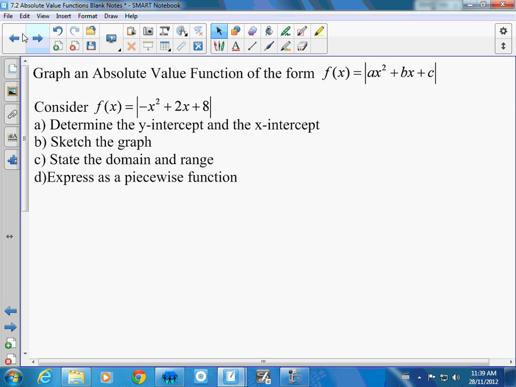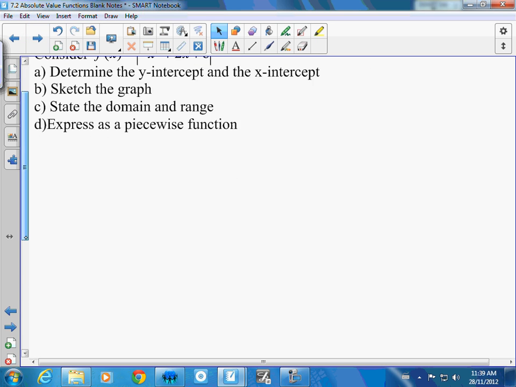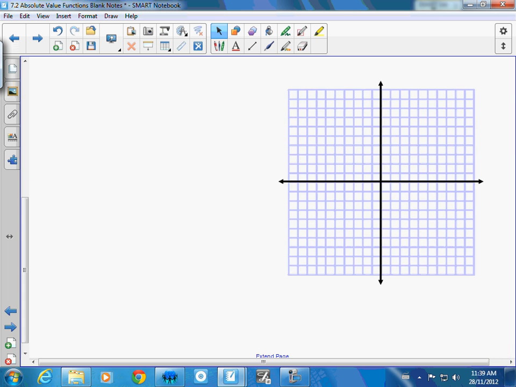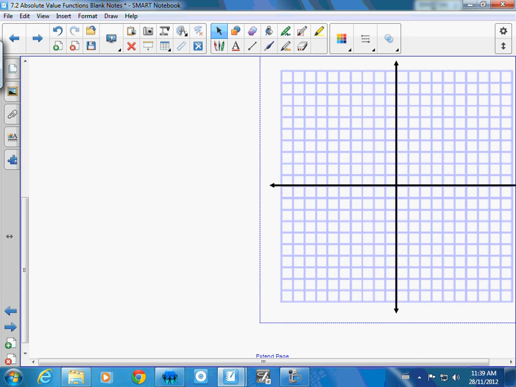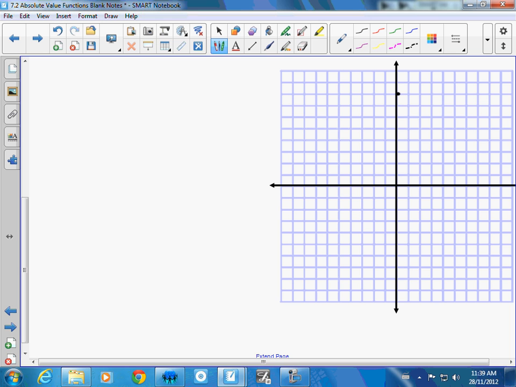What's the y-intercept? 8. Remember that? If it's in standard form, we can look at that and we can find out that the y-intercept is 8. Okay, that's not bad. So let's see what we have. Did I give you space to graph this? Oh, I did give you a graph. Okay, let's graph this. Let's put some of the information on. So what is the y-intercept? 1, 2, 3, 4, 5, 6, 7, 8. So there it is. And it opens down.